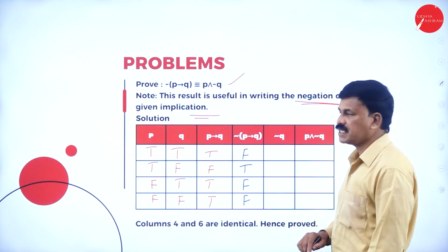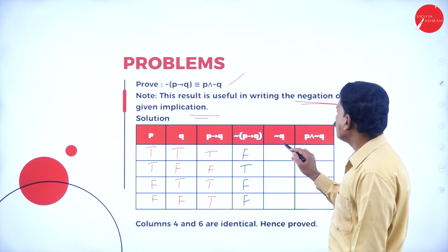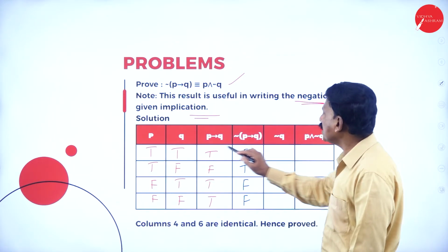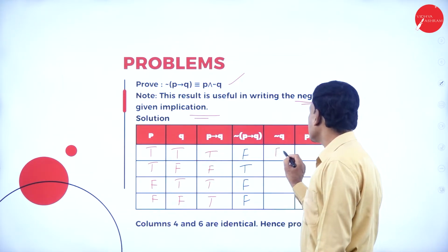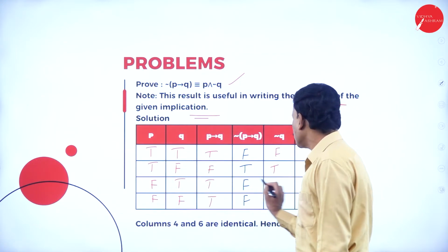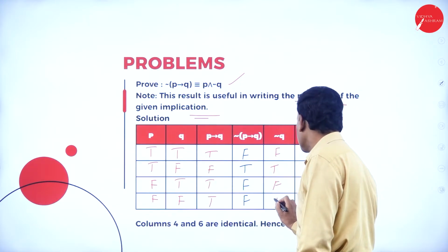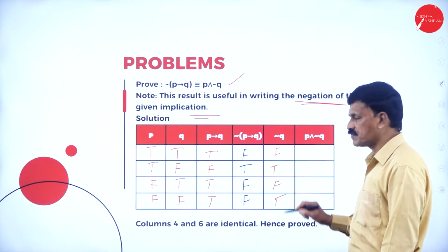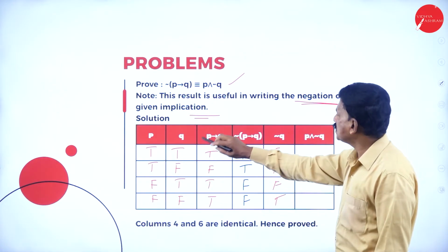Now, let us come to the negation of Q. Now, what is negation of Q? Negation of Q: for T it is F, for F it is T, for T it is F, for F it is T. That's it. F, T, F, T. Now, P conjunction negation Q.